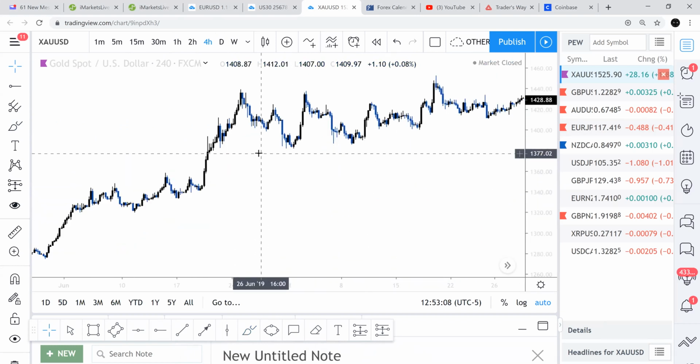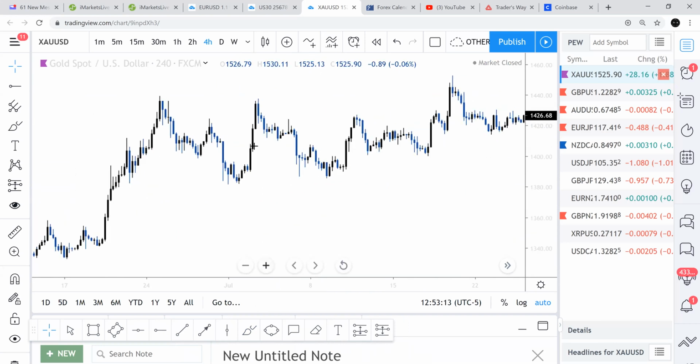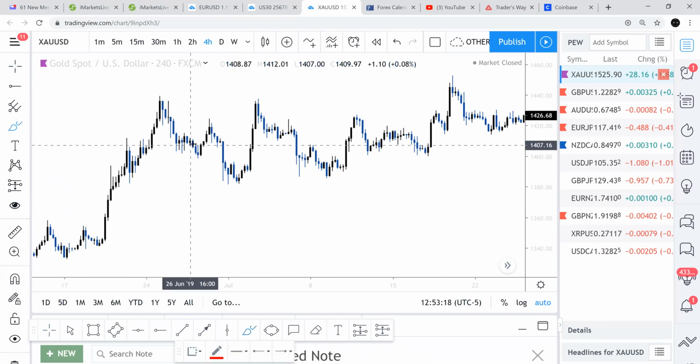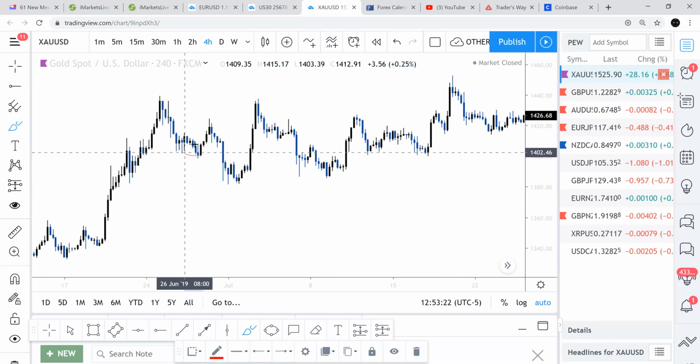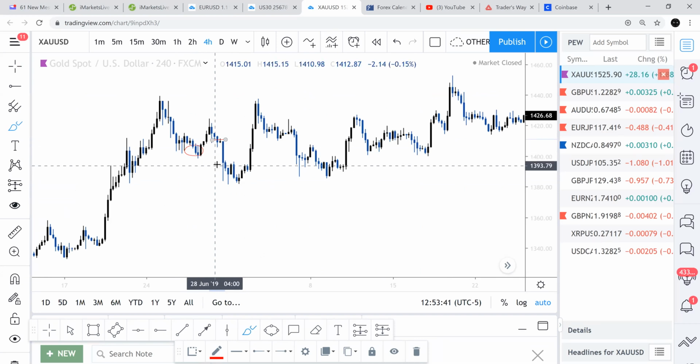A few weeks ago, this happened to me. So I had entered gold buys in this area, and price closed around right here. So I was up about 50 pips when the market closed, and this gapped down literally. It gapped down about 200 pips.